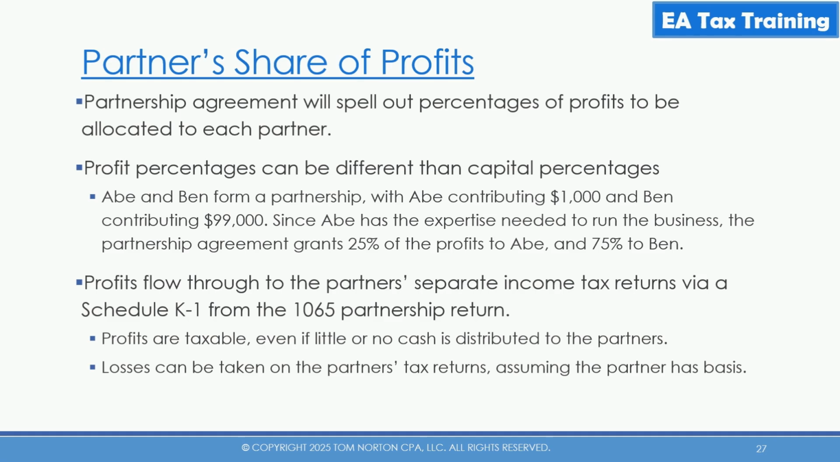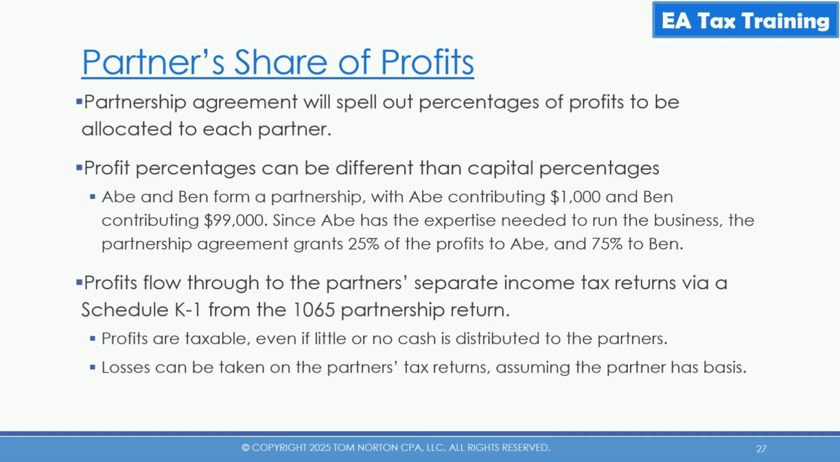The reason this is important is because this is different than with S corporations. With S corporations, these two cannot be different. The profit and loss percentages must be the same as the capital percentages. As I mentioned in an earlier video, a common decision point for people who are starting a business is, should we be a partnership or an S corporation? This is one of those things that might make them lean toward being a partnership if they want to have this disparity between capital percentages and profit and loss percentages.